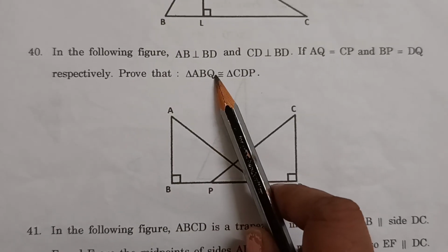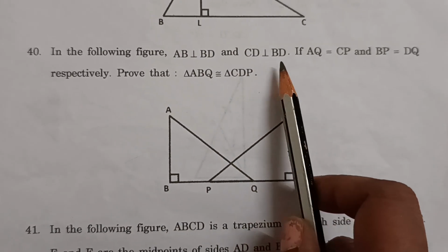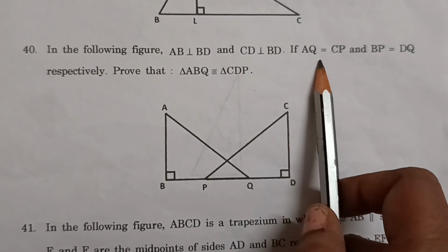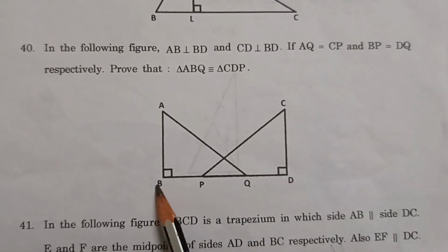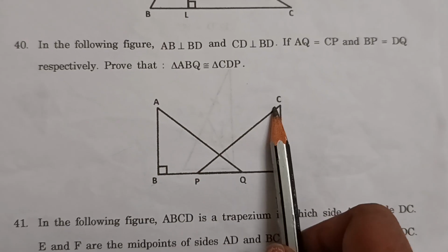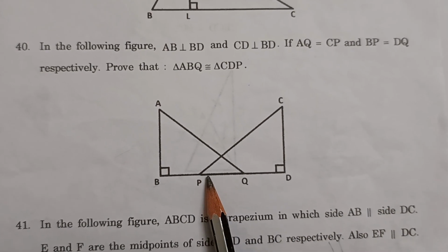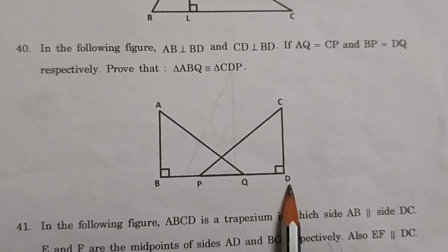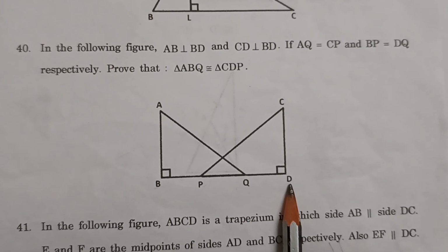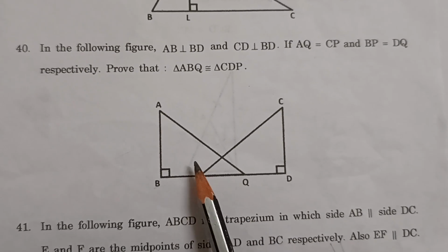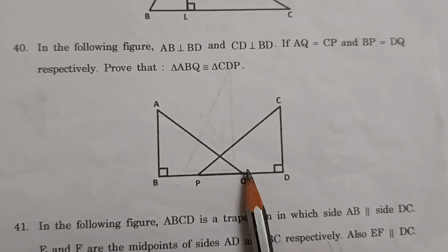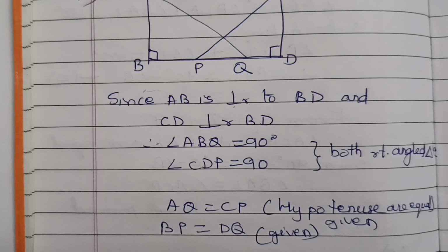In the following figure, AB is perpendicular to BD and CD is perpendicular to BD. If AQ is equal to CP and BP is equal to DQ respectively, prove that triangle ABQ is congruent to triangle CDP.